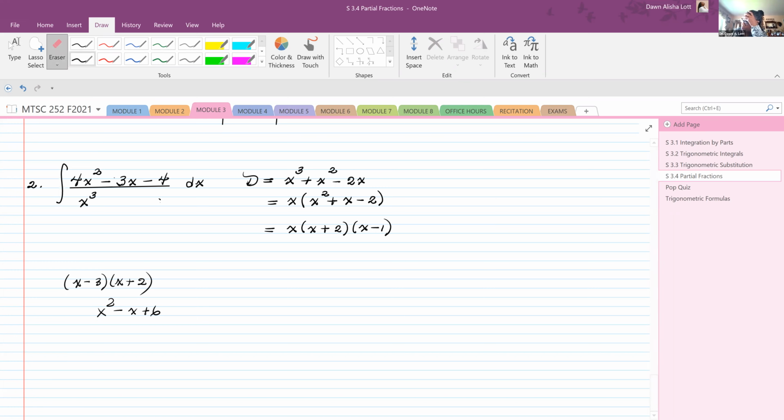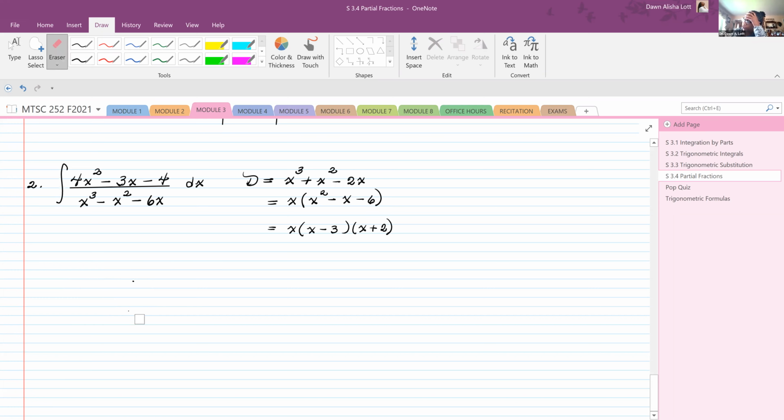x cubed minus x squared minus 6x. Okay, so now when we factor this thing, we get x squared minus x minus 6. So that factors into x minus 3 times x plus 2. Okay, that's different. At least it's something different.